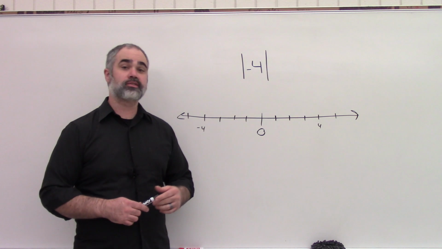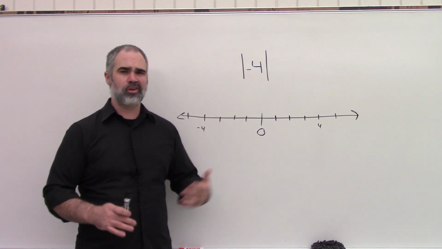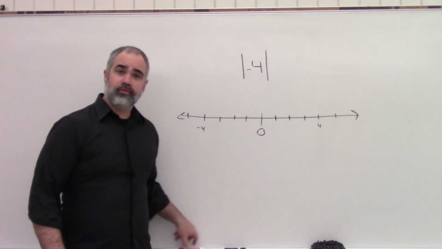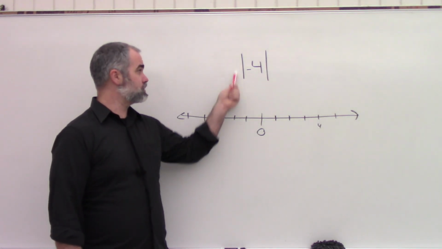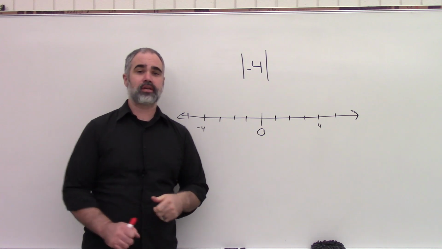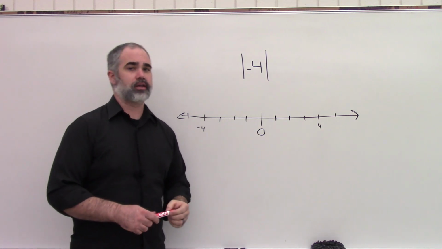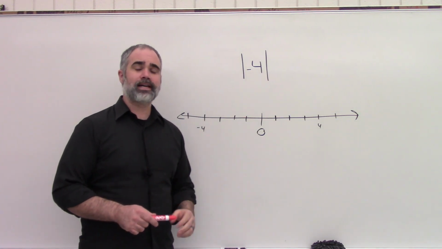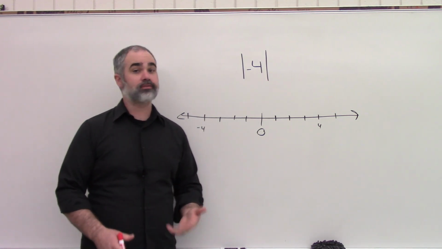Before we get started in solving equations with absolute value, we need to know what actually absolute value is. If you ever see a problem where you have these two vertical lines on either side of something, that's called the absolute value. What absolute value does is find the distance something is from zero.